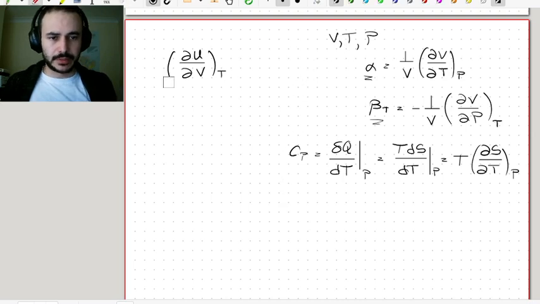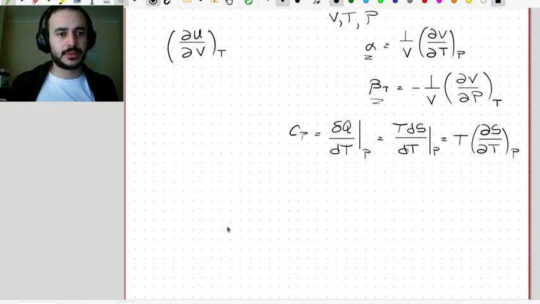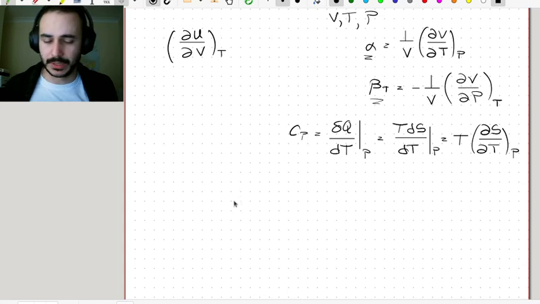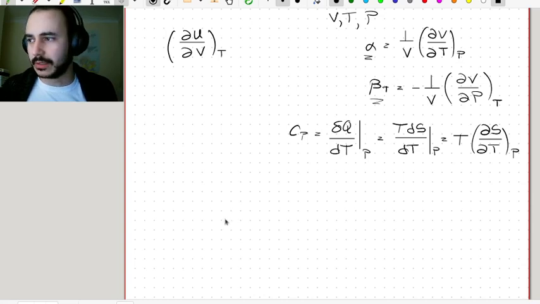Okay, so let's see how we express things like this in terms of the things that we have in the right hand side. Okay, so let's see the general procedure. This is actually taken from the book by Herbert Callen. That's where this method is laid out explicitly.